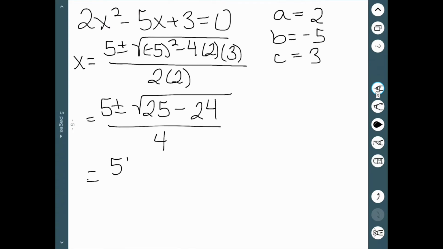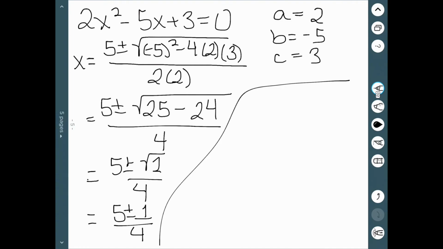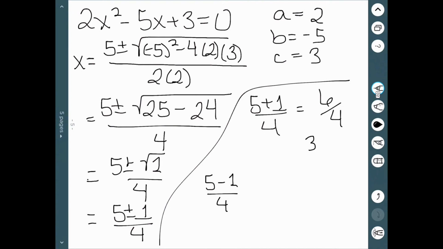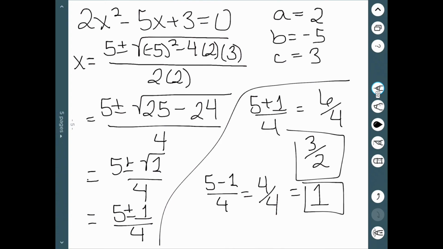Well, 25 minus 24 is just 1. And we know the square root of 1 is just 1. So now I have 5 plus or minus 1 over 4. Well, we can start simplifying this a lot more now. We have 5 plus 1 over 4 and 5 minus 1 over 4. Well, 5 plus 1 is 6, and 6 over 4 is going to reduce to 3/2. 5 minus 1 over 4 is 4 over 4, which is just 1. So this time I have 2 answers, 1 and 3 over 2.